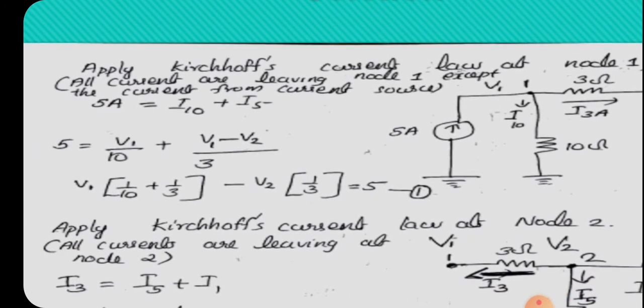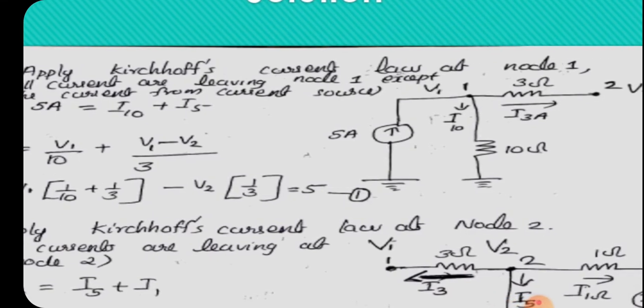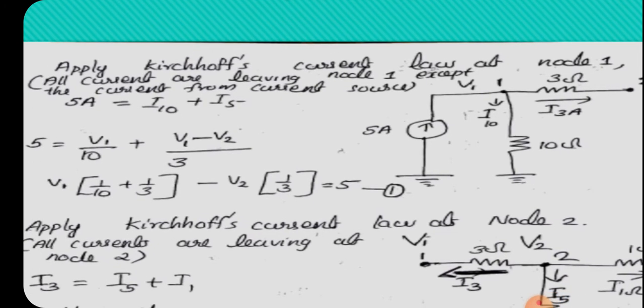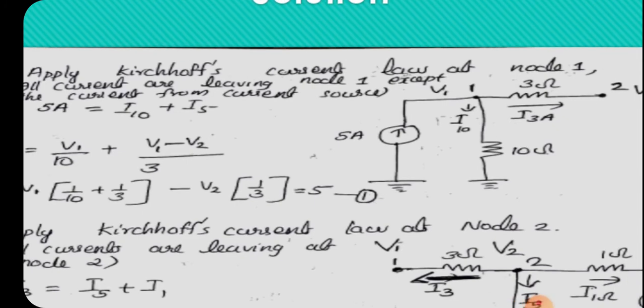Okay. So next we can apply Kirchhoff's current law. How can we write Kirchhoff's current law? Kirchhoff's current law states that the algebraic sum of currents entering a node will be equal to the algebraic sum of the currents leaving that node. So we can write 5 ampere is coming to node 1, so 5 equal to, and the leaving currents are the current through 10 ohm, which is V1 divided by 10, and the current through 3 ohm, which is (V1 minus V2) divided by 3.